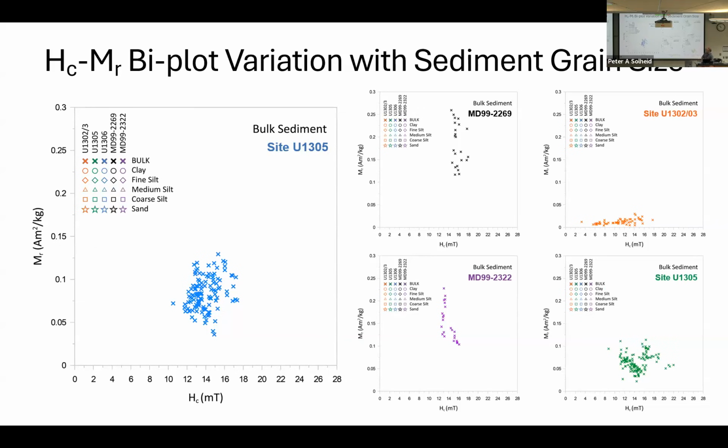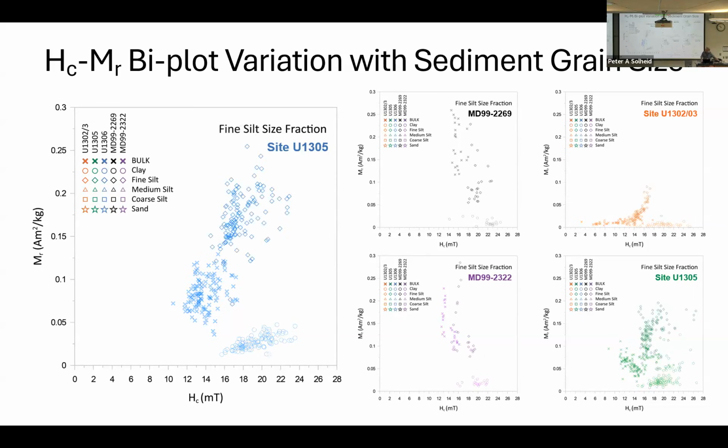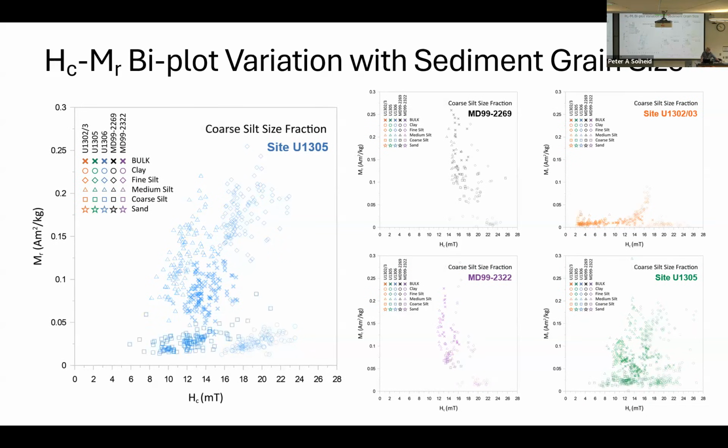We've got the bulk samples there plotting centrally in each of these. Your clay size fractions have higher coercivity, low magnetic remanence. Fine silts, high remanence, an intermediate coercivity. Coarse silts, lower coercivity, similarly high remanence. And then the coarse silts and sands drop down here.